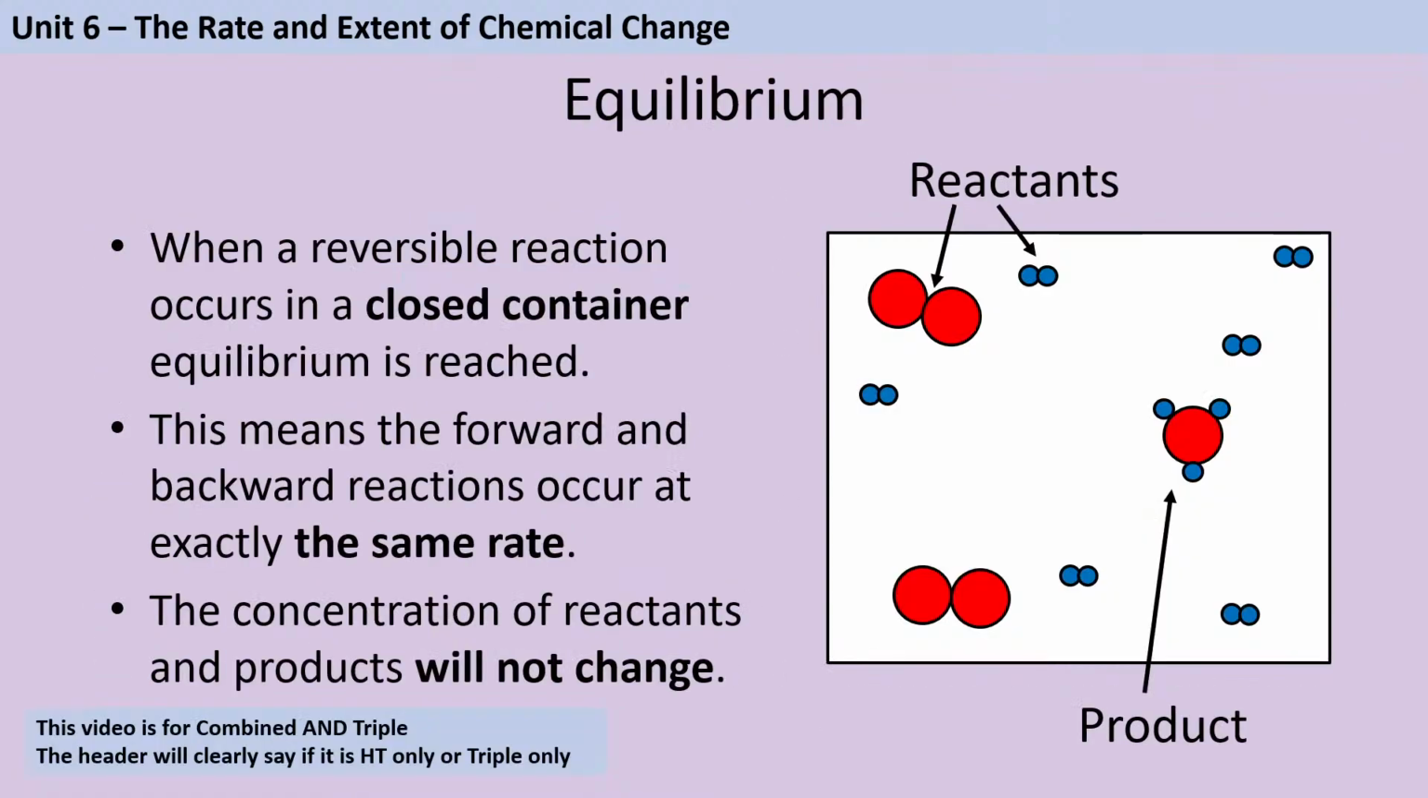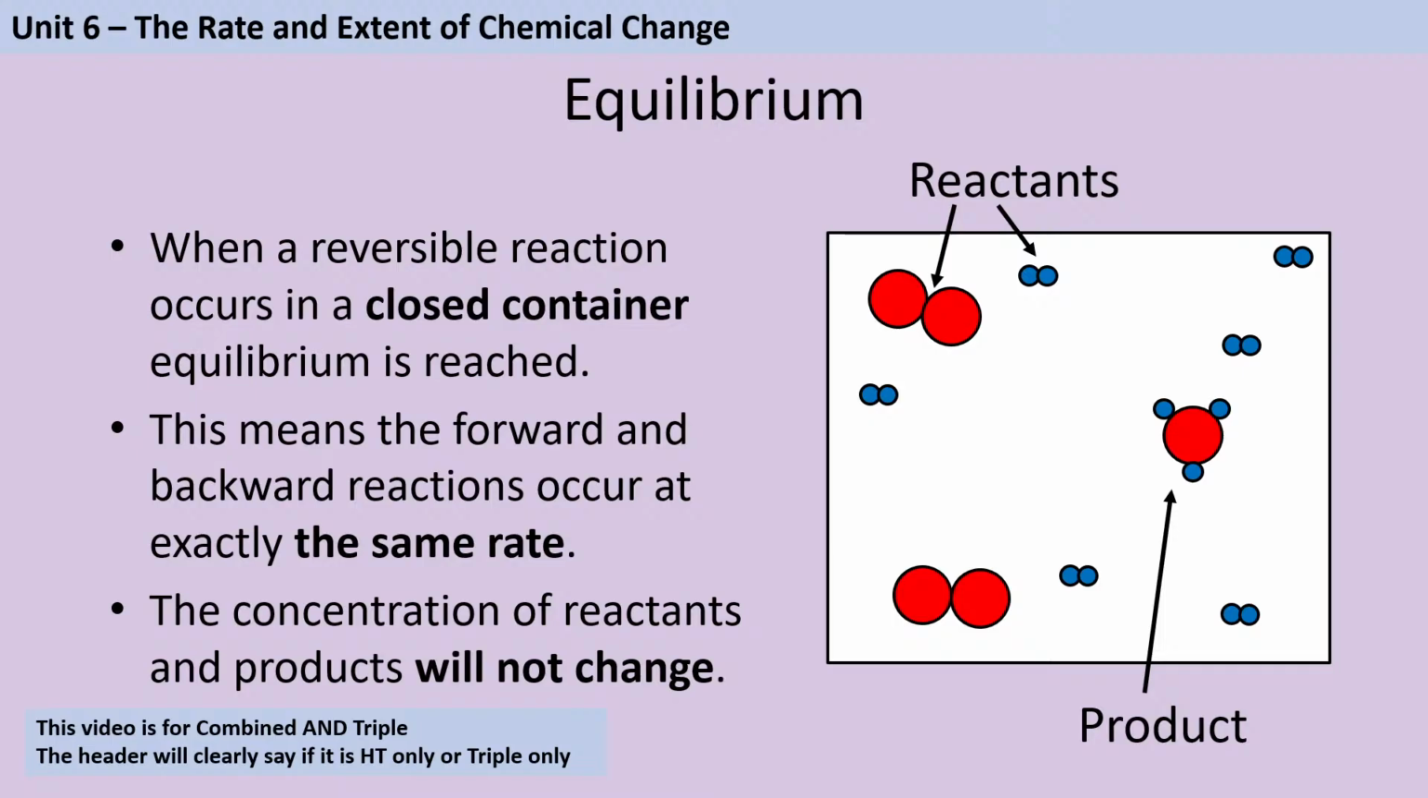So when a reversible reaction happens in a closed system, so in other words, in a closed container, no matter can get in or out, no energy can get in or out, then eventually it will reach a point called equilibrium. And this means that the forward and backward reactions are happening at the same rate or the same speed. So both the reactions are happening at the same time.